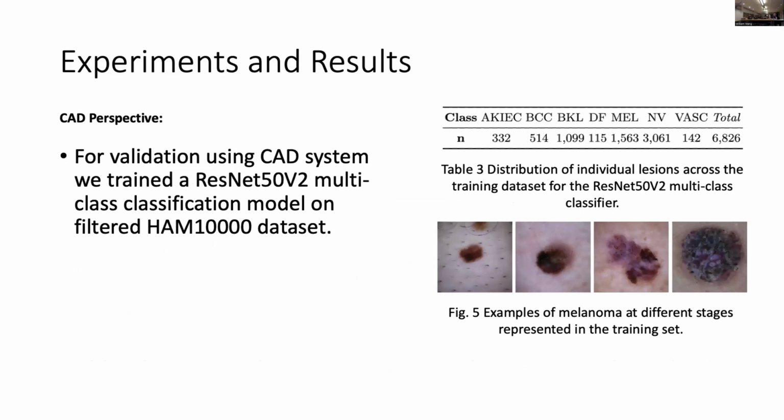Our experiment was subsequently validated by a CAD system using a ResNet-50 multi-class classification model, trained on the pre-selected HAM10000 dataset, which is a large collection of multi-source dermatoscopic images of common pigmented skin lesions. More than 50% of these lesions are confirmed through histopathology, and the ground truth for the rest of them was determined either by follow-up examination or by expert consensus.